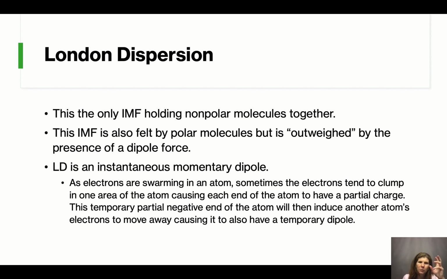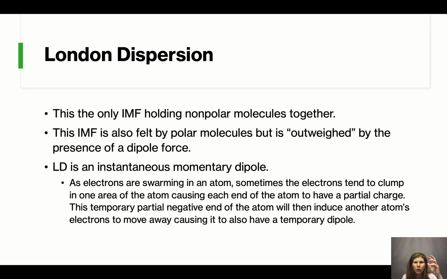So London dispersion is very interesting because this all happens a whole lot faster than I can explain it, but it's an instantaneous, momentary dipole. We have these electrons swarming around the nucleus in this electron cloud. And sometimes these electrons will all tend to clump together in one part of the atom. And when they do that, they cause this temporary dipole to form.